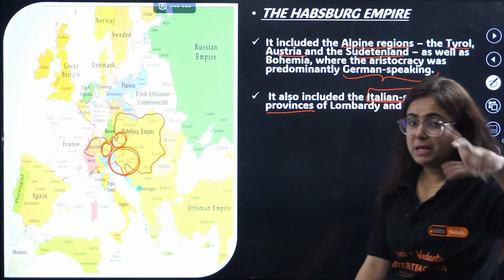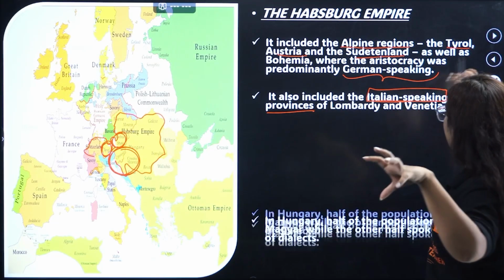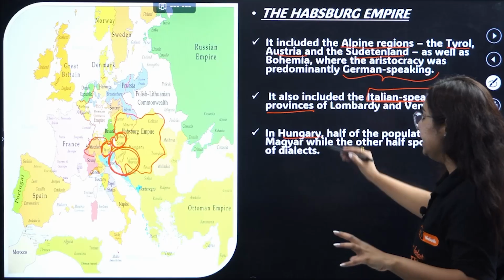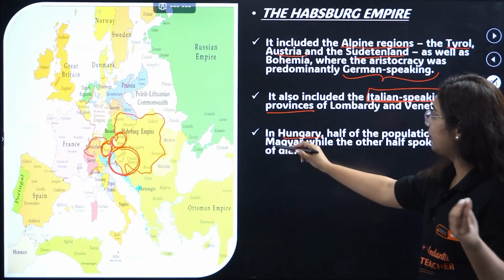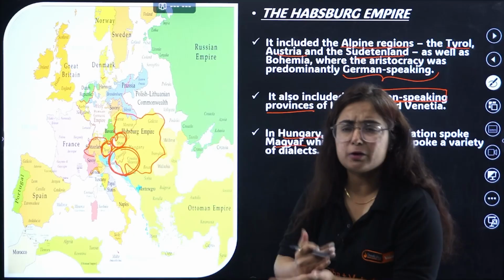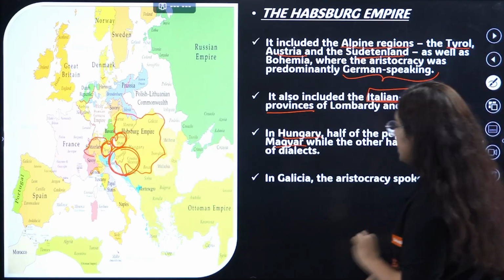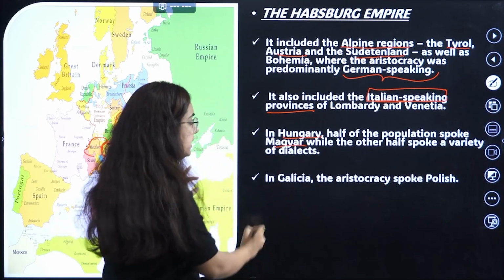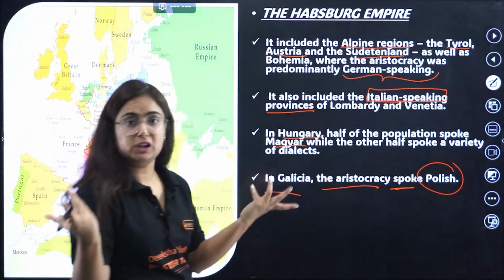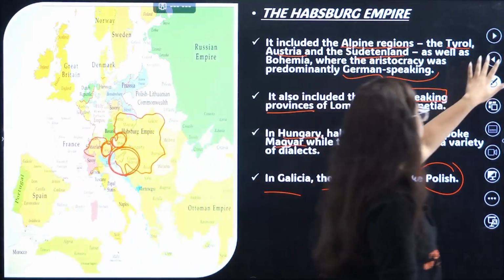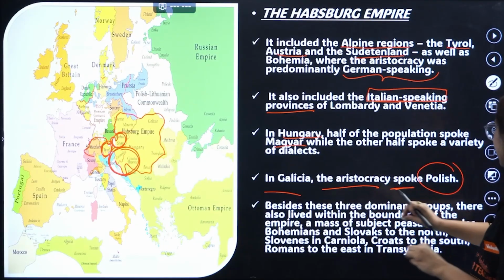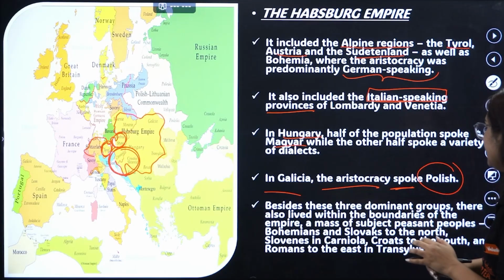So now we have the German speaking people and the Italian speaking people. Now in Hungary particularly, half of the people spoke the language Magyar, while the rest of the people had different dialects. Why are we talking about this again and again in this chapter? There were people living in Galicia. The aristocratic people here speak the language Polish. There is no more French as the aristocratic language. And beside these, there were certain regions with different languages.